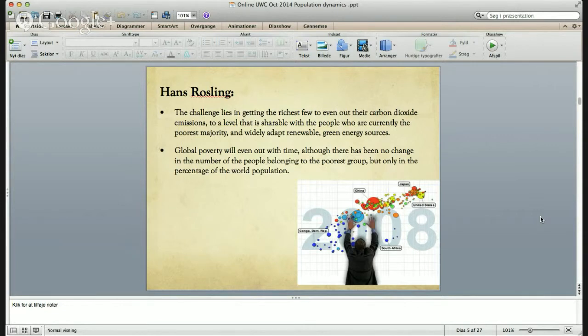Then another really interesting point from Hans Rosling is that global poverty will even out over time. That's one of his core arguments that he makes at the end of the first video. But he also says at the same time that there's been no change in the number of people who belong to the poorest group, but only in the percentage of the world population. So let's say there were 1,000 in the world who were the poorest. The number is still the same because the population size has expanded. I think that's really interesting, especially that he thinks that global poverty will even out over time.